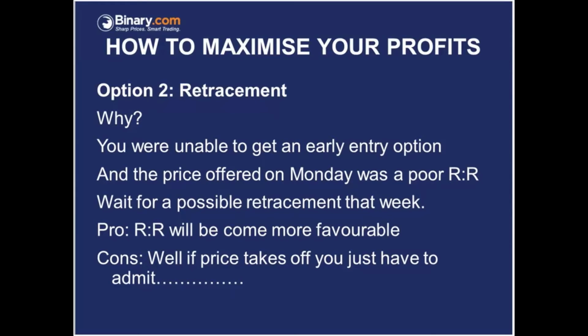The second option is a retracement. Once that weekly candle has closed, maybe you're unable to get that early entry option. Maybe on the Friday evening you're doing something else, and maybe the price offered on a Monday, we know the reward to risk wasn't suitable. But what you can invariably do is wait, and this is a good example.